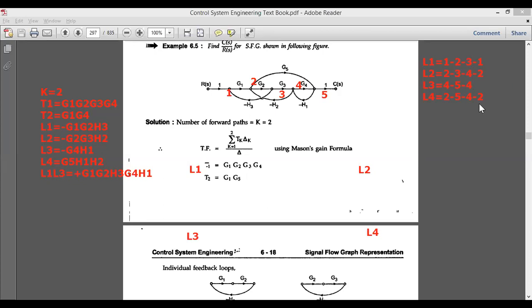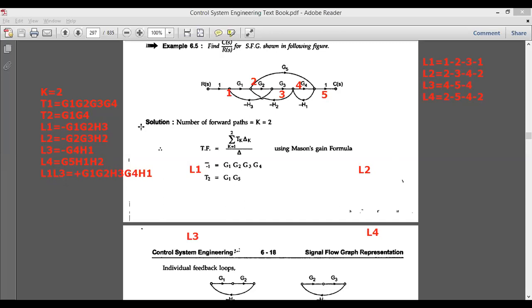Whenever you go for solving the problem, you do it in this procedure, because if you adopt another procedure, it may become a bit difficult to understand. If I compare L1 and L2, yes, node 2 is repeating, leave. If I compare L1 and L3, nothing is repeating, I will consider. If I compare L1 and L4, people think nothing is repeating because the gain is different, so they take L1 and L4 as a non-touching loop, but that is completely wrong. So from now onwards, try to adopt this methodology. L1 and L3 are the only non-touching loops I have considered so far.